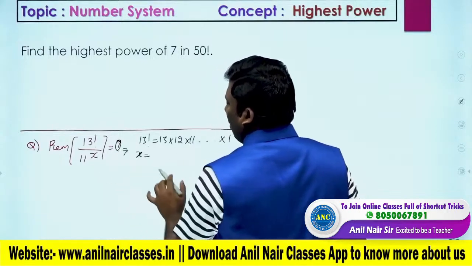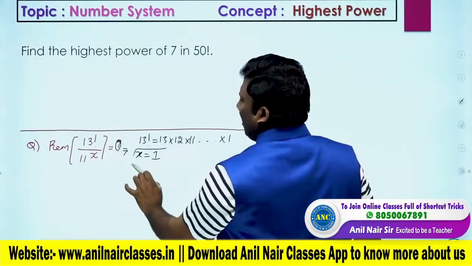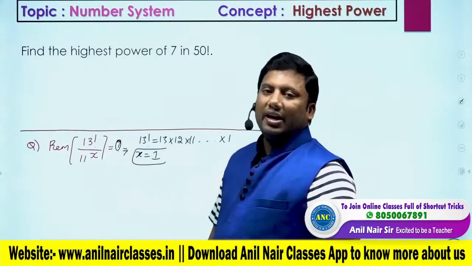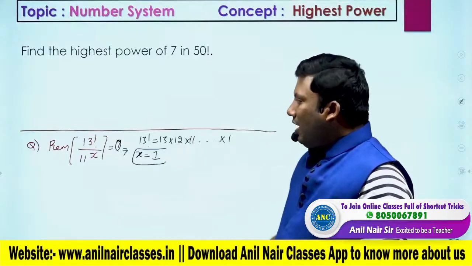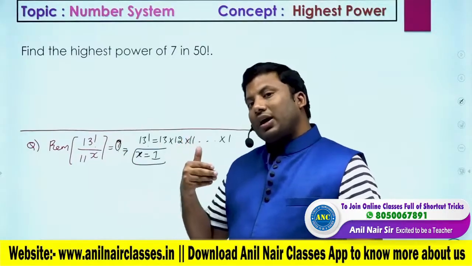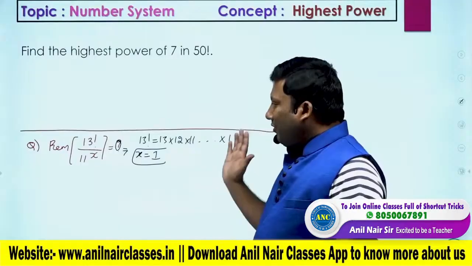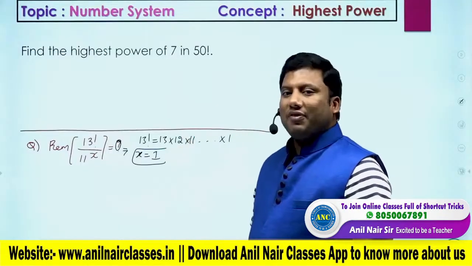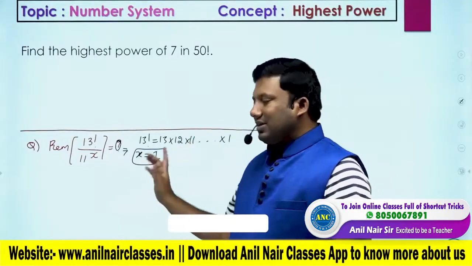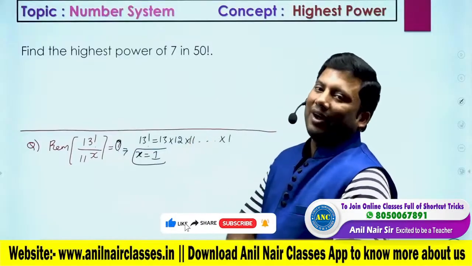X equivalent to how much? 1 power of 11. 13 factorial divided by 11 power x, it is 0. 13 factorial is product of all natural numbers from 1 to 13. How many powers of 11 are there? 1 power of 11 it is there. X equivalent to 1. Are you all with me?